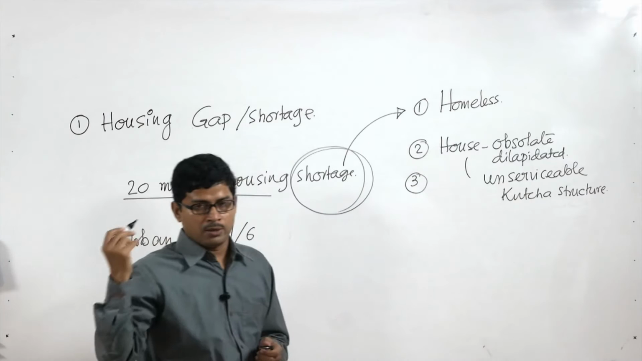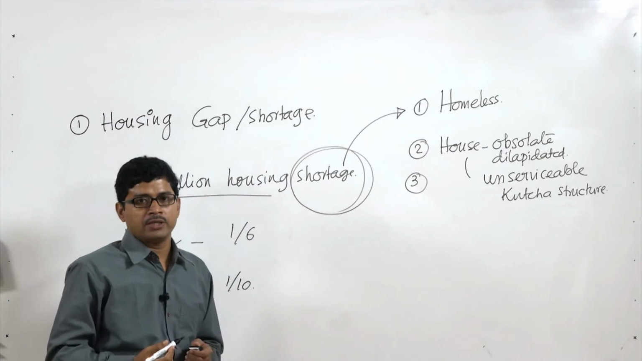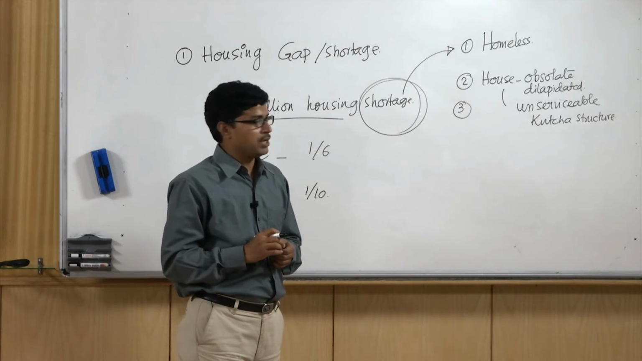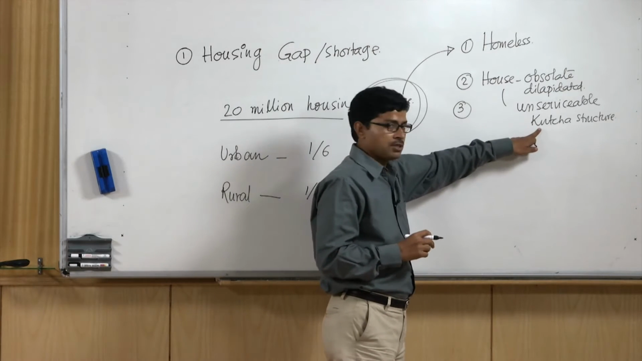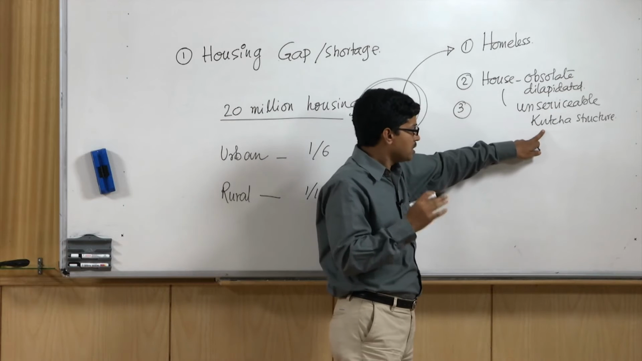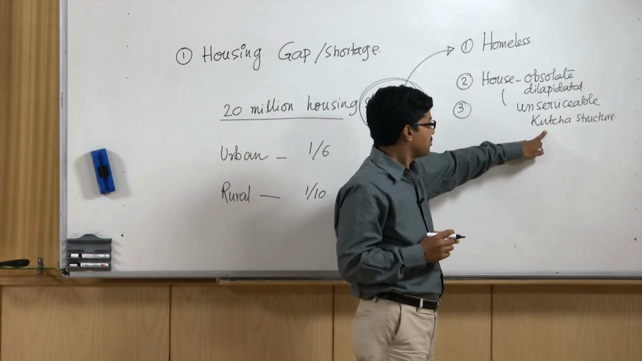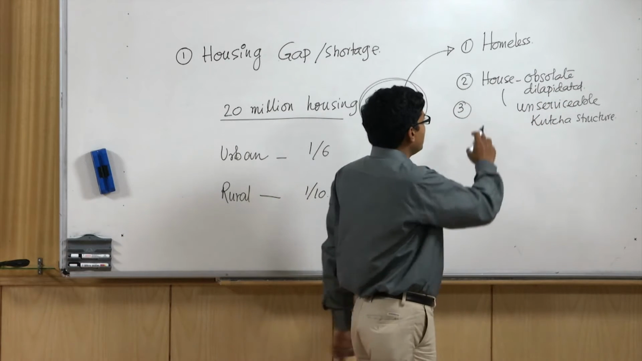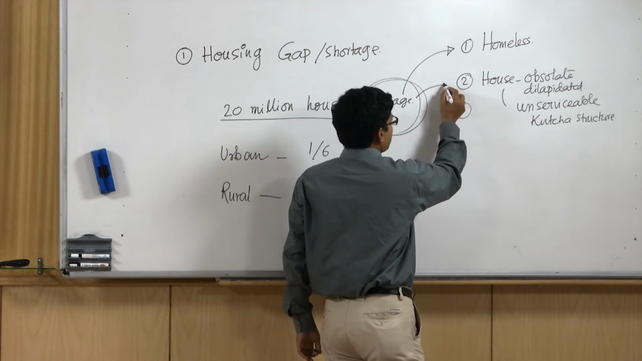You recall my last day's lecture that there are 3 types of houses based on the structural quality. One is kacha, another is semi pakka and pakka. So within the kacha there are some structures which are unserviceable because they are dilapidated or obsolete. That is why those are counted under the shortage, second part.